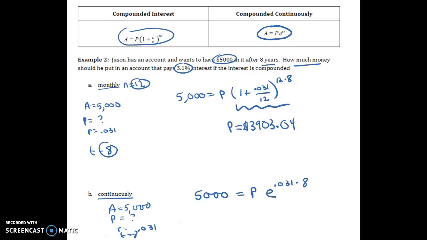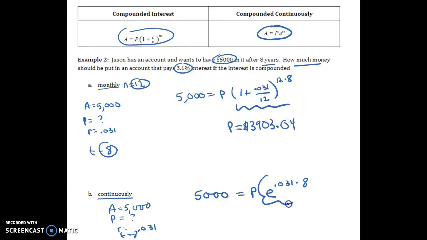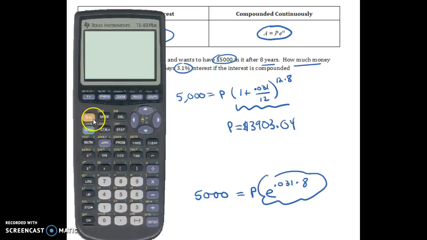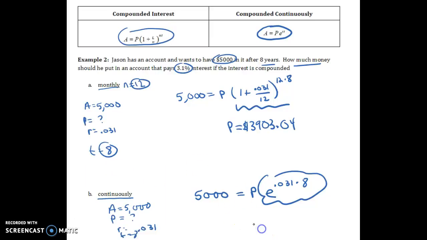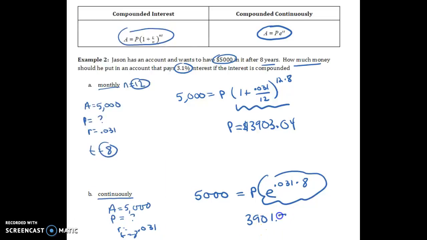So when I get the calculator out, where'd you go, calculator? Here you are. Then I need to first get a value for this number. So I'll plop that in the calculator. Second, e to the 0.031 times 8, gross number. Since P times this gross number equals 5,000 and I want to figure out what P is, I'll take 5,000 and divide it by this. 5,000 divided by the answer. And it's going to be $3,901.79. $3,901.79. So a little bit less when compounded continuously.